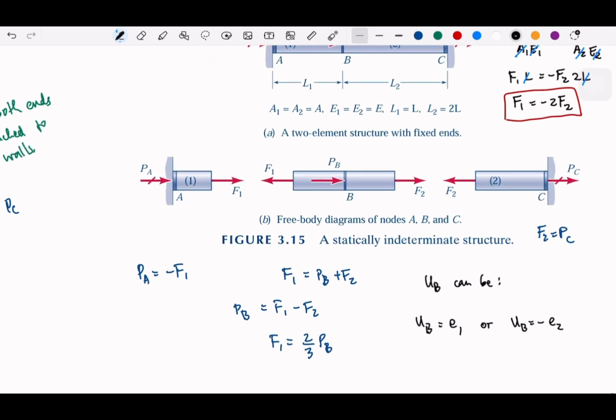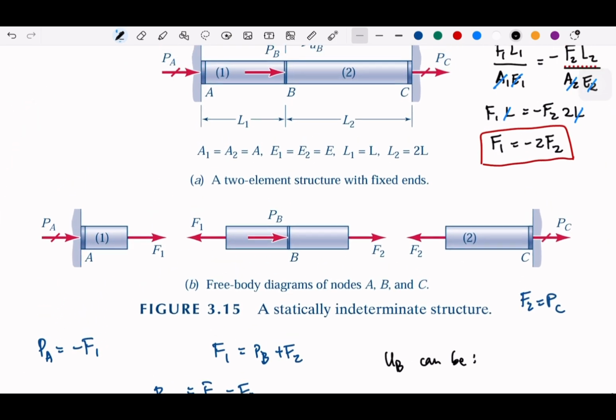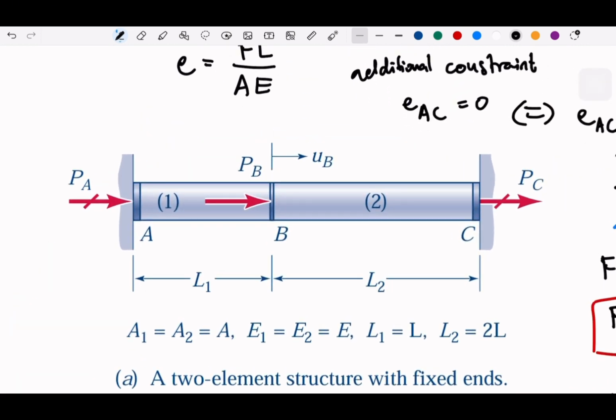It depends on what we imagine. Since we know PB is going to the right, which is also important here, we can imagine that material 1 will have some extension and material 2 will be negative. So elongation 1 will be positive, but elongation 2 will be negative. These two, if we combine them, should give zero elongation.